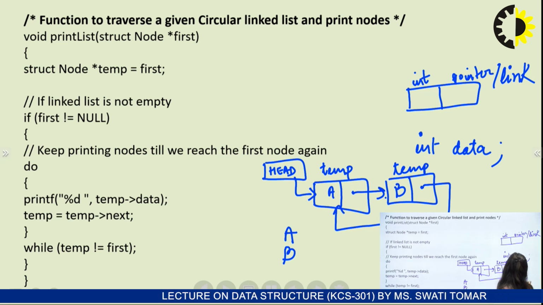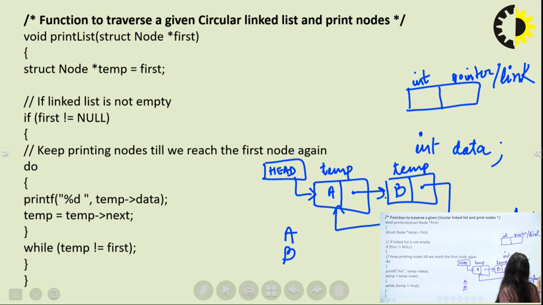My temp is now pointing to the first node or head node. Okay? So what we are going to do? We are going to stop here, and this is how we are going to exit from this loop. Let me explain it to you again.